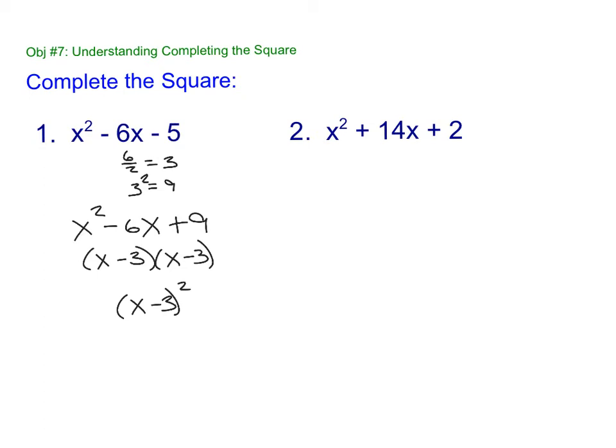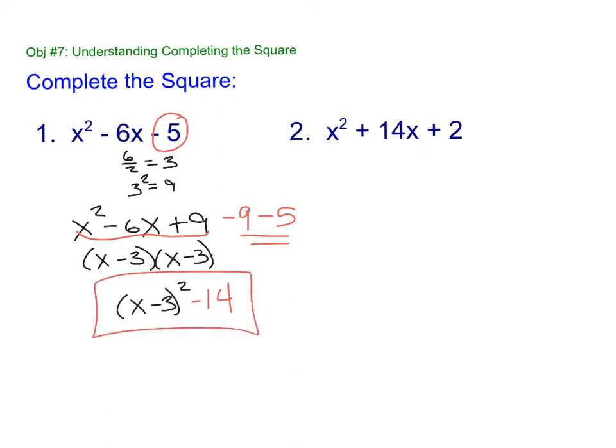But remember, you can't just magically put 9 into a problem. So I add it in, then I also subtract it, and I combine that with negative 5. So these 3 are my x minus 3 squared, and then I combine those two numbers, minus 14, and that's my outside number.